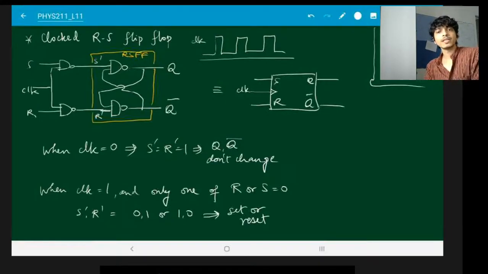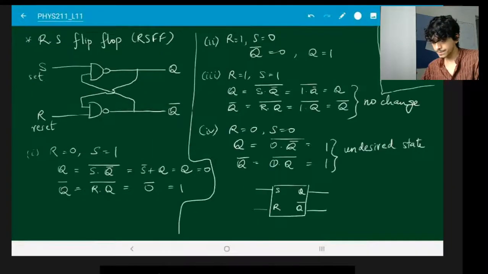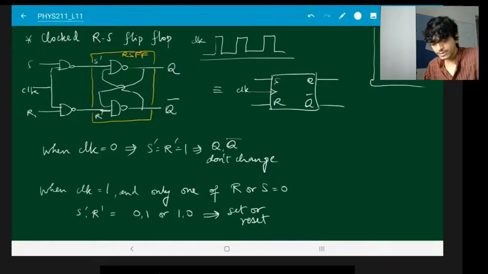So we've seen two kinds of RS flip-flops, the usual one and then the clocked one. But both of these suffer from this problem that if you give this input where R and S are both 0, then you reach this undesired state. So in order to avoid this problem of an undesired state, in order to get rid of that possibility altogether, there is what is called the JK flip-flop.